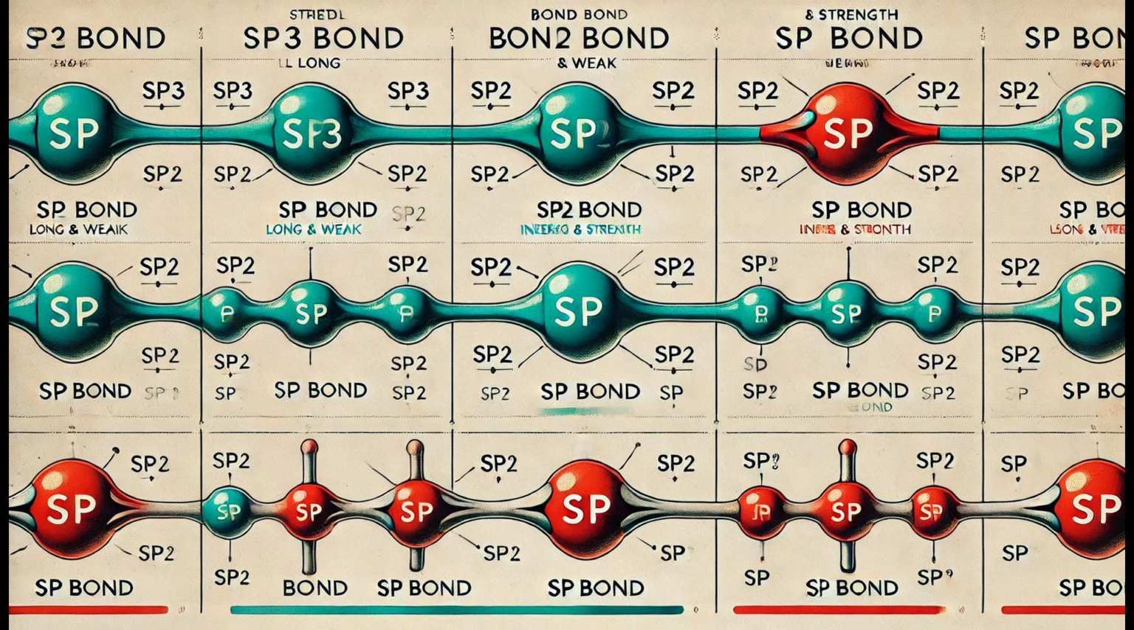Now, let's talk about pi bonds. In a pi bond, two adjacent p orbitals overlap sideways, creating an electron cloud above and below the plane of the molecule. For example, in ethene, all the atoms lie in the same plane and the p orbitals are parallel to each other, perpendicular to the plane of the molecule.